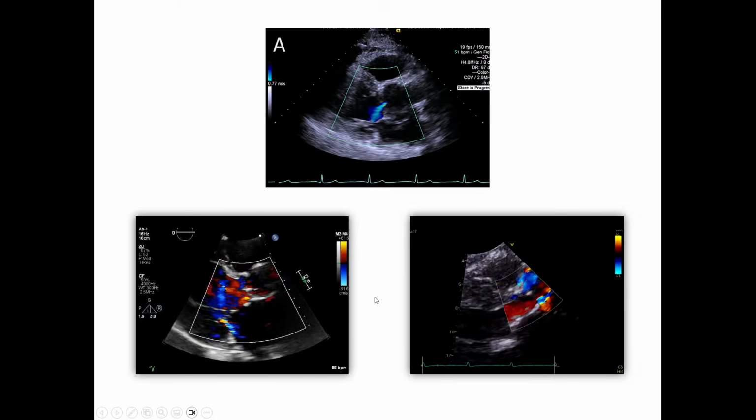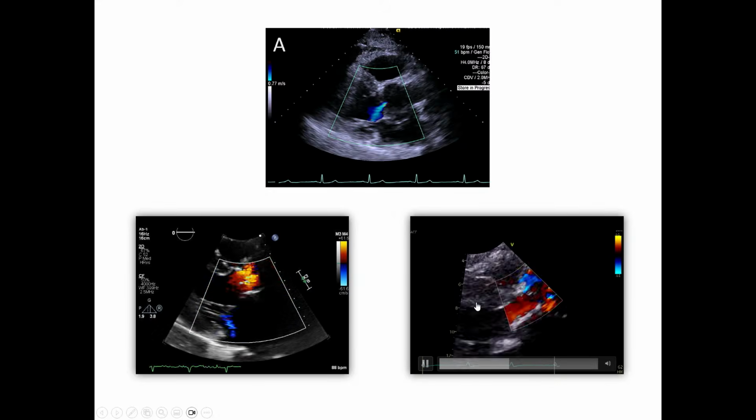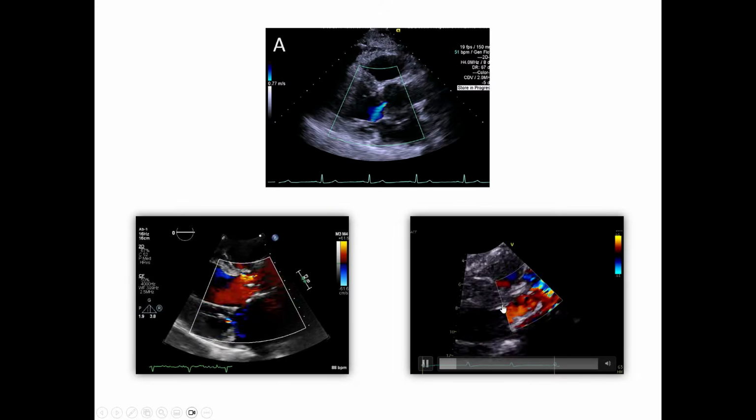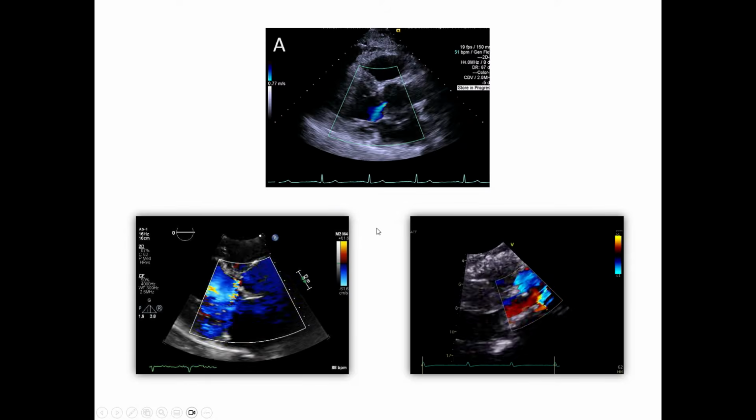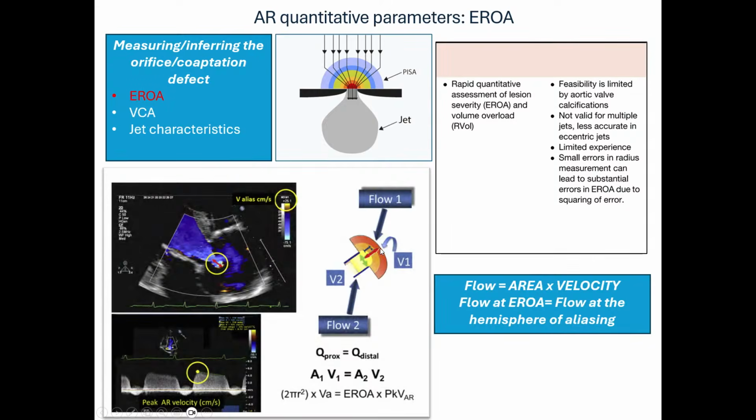And then this patient also, I honestly wouldn't measure the jet width here. This patient needs more acquisitions, essentially. I'm not showing it to you so that you can decide, oh, this is severe versus moderate. Okay, let's talk about ERO.